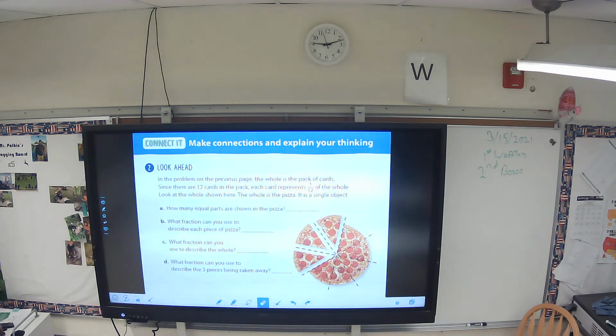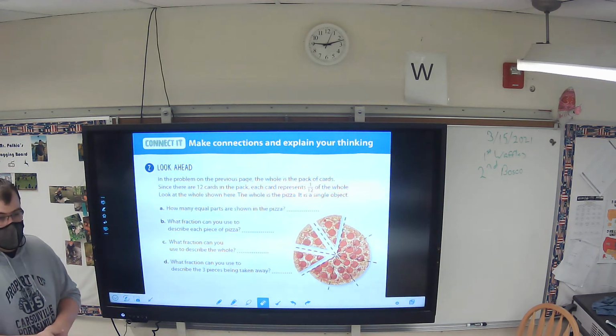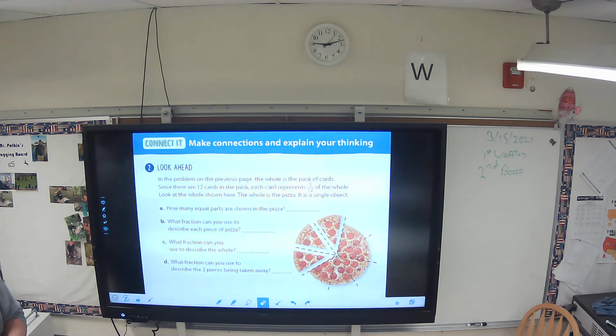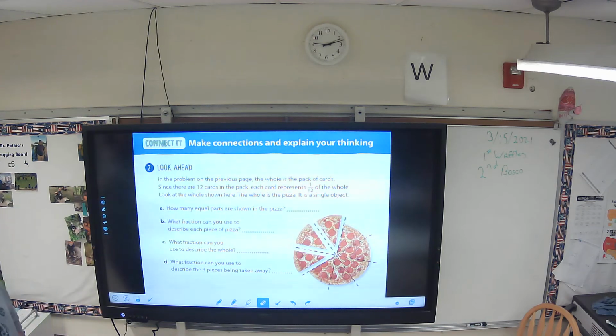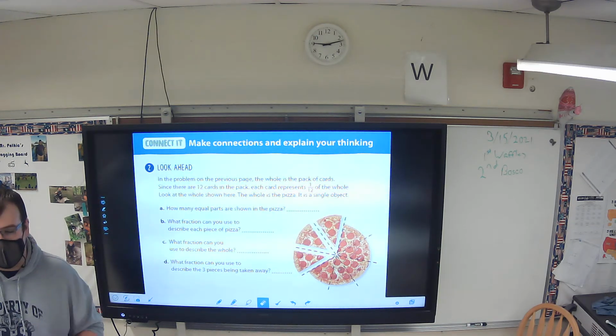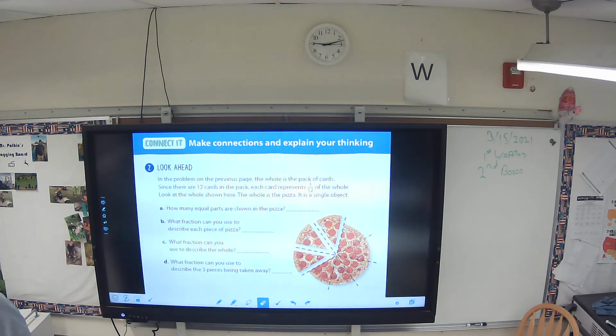Looking ahead, number 2. In the problem on the previous page, the whole is a pack of cards, right? The whole is how many cards were in the deck, or in the pack. Since there are 12 cards in the pack, each card represents 1/12, right? If I have one card, it's 1 out of 12. Does that make sense?